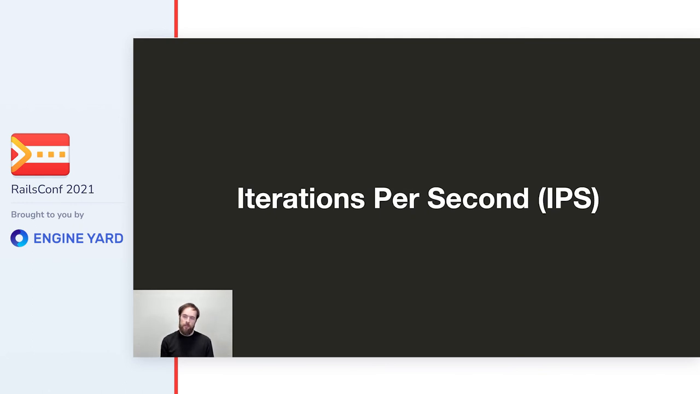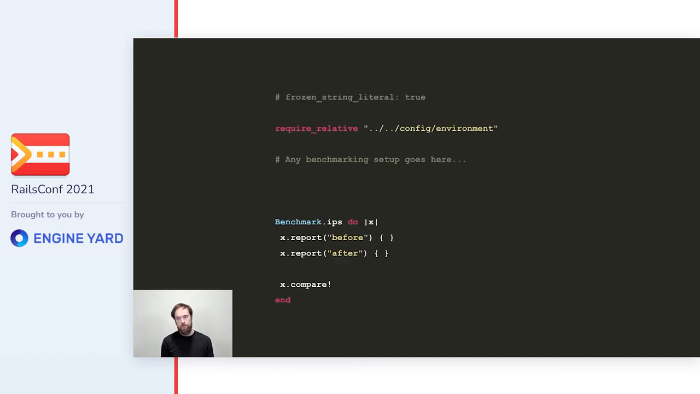Benchmarking is an expansive topic worthy of its own talk, so I'll keep this brief. The IPS in benchmark IPS stands for iterations per second. The gem essentially runs the code blocks you give it as many times as possible and counts how many times the blocks were able to run. If we open the generated script, it looks like this. We can see we're using the benchmark IPS gem to test two code blocks named before and after.